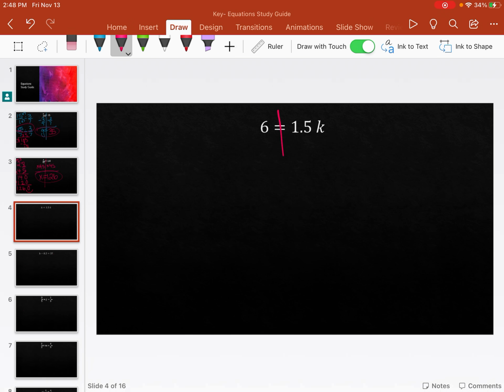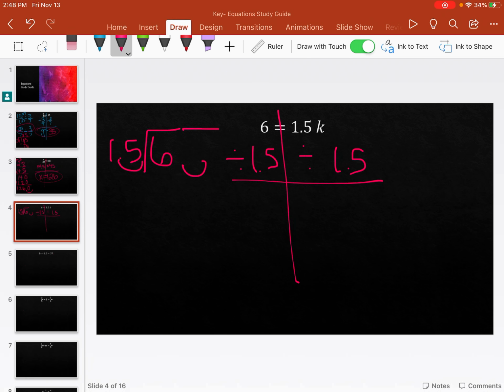So this one, again, we're going to draw our line. X is being multiplied with 1.5, so we're going to divide by 1.5 on both sides. 6 divided by 1.5, so 6 is going to go in the house, divided by 1.5. We're going to slide, baby, slide. Bring our decimal up. 15 does not go into 6, but it goes into 60 4 times. So 4 equals K.